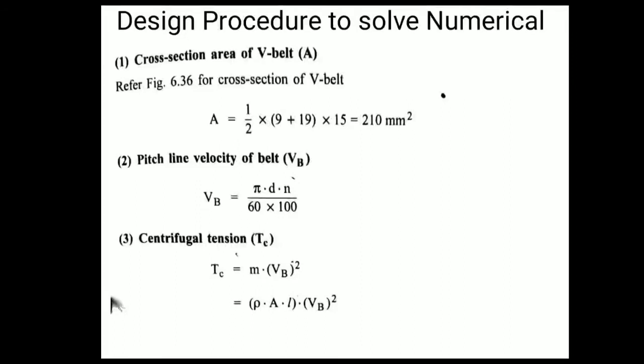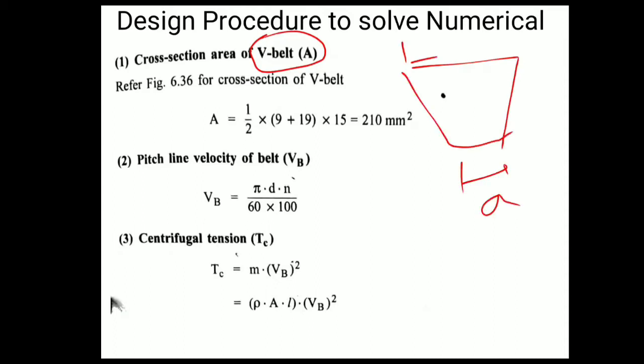We have seen the open and cross belt drive numericals and their design procedure. Now we'll see the design procedure for V belt drive. So what is the difference? Basically the difference is that V belt drive has a groove, and we need to consider that. The structure is like this V belt drive, having some length, suppose A, and this width is B and height is suppose C. So the first step is to calculate the cross section of V belt drive.